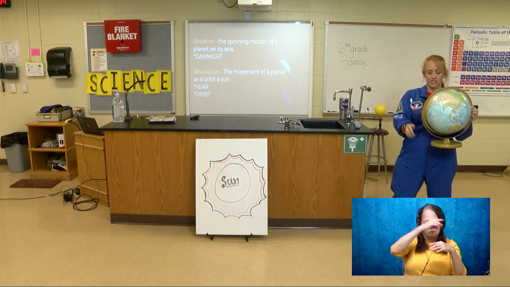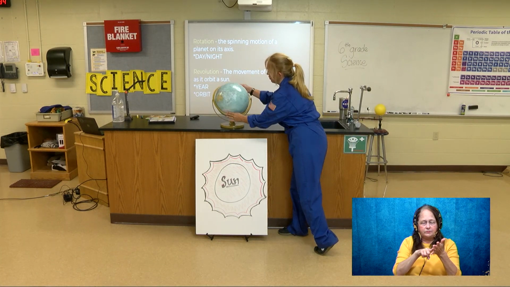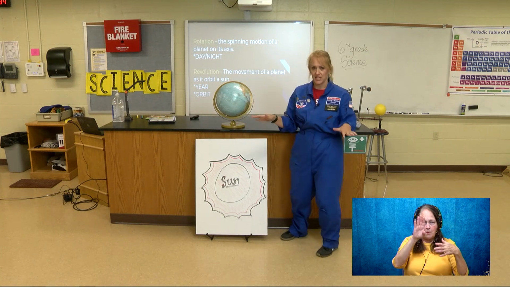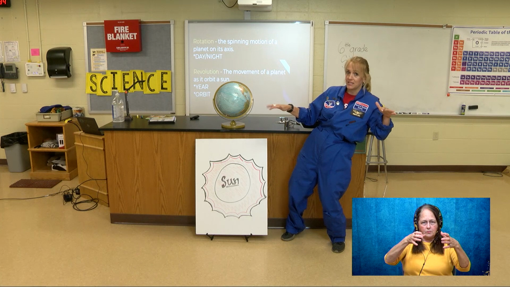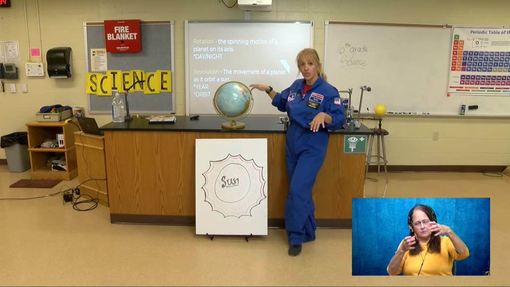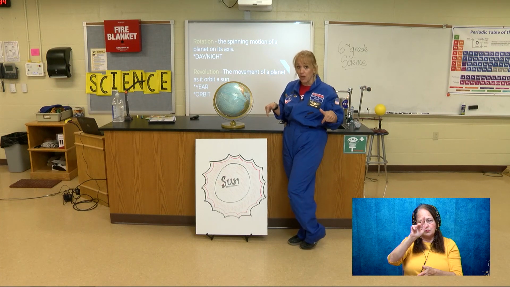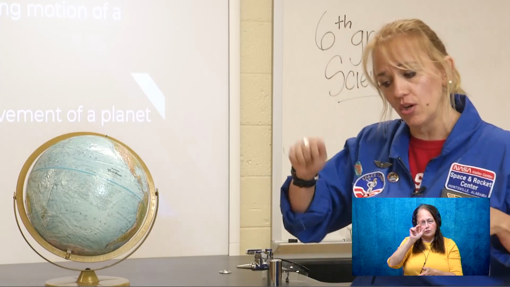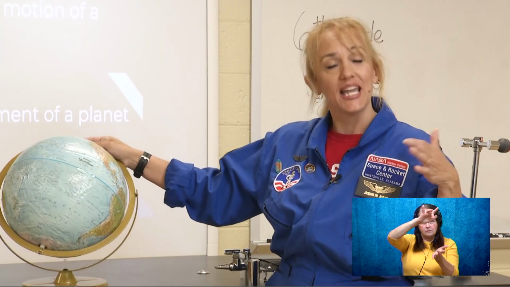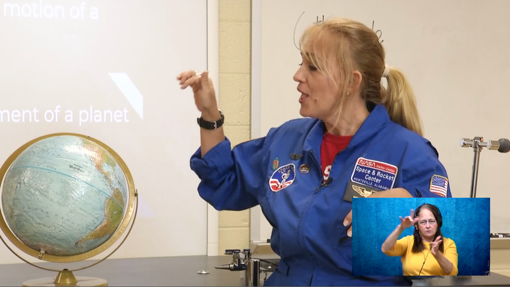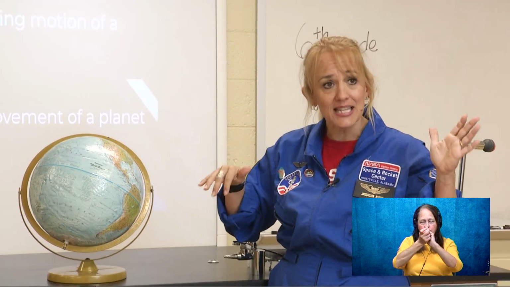I want you to notice something, though. Have you ever noticed when you look at a globe that it doesn't stand straight up? He's leaning to the side a little bit. He's tilted at a 23.5-degree angle. That's something I would write in my notebook. I'll be writing Earth's tilt, 23.5 degrees is the angle. So he's tilted at an angle. That tilt never changes. The axis is stationary.